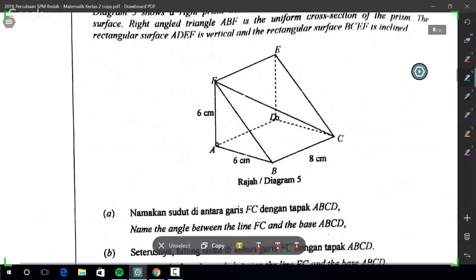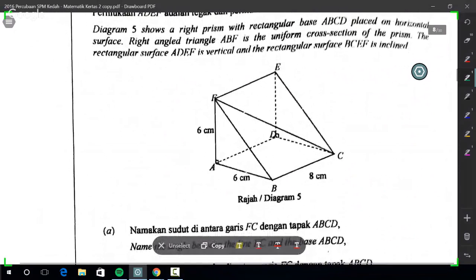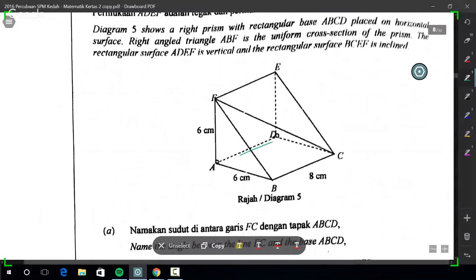So for this one, I always teach students like actually you're trying to imagine, since the base ABCD, you want to see a shadow on the base ABCD here. You always need to imagine you have a spotlight. You have the spotlight on the top here.